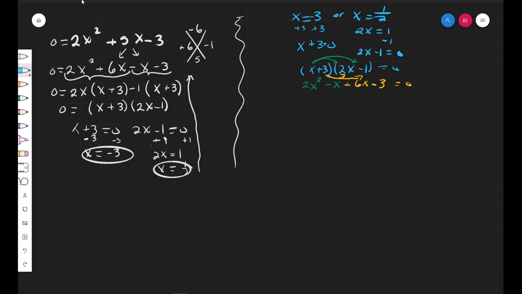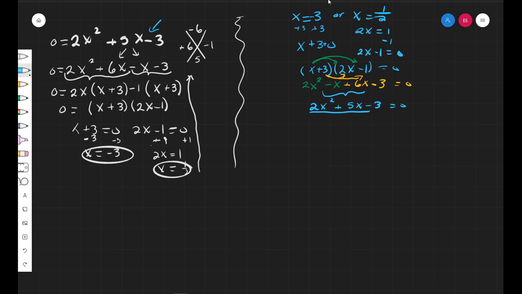So now, once we have this, if we combine like terms, we're going to add these two middle terms together and get 2x squared plus 5x minus 3 equals 0. And this is our quadratic that has these as solutions. And if you take a look over here, ta-da, is what we had over here. Okay?